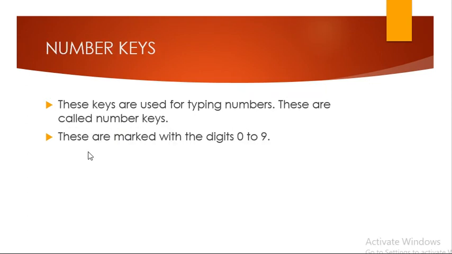Now next one is number keys. These keys are used for typing numbers. These are called number keys. And these are marked from 0 to 9. This is very simple. You can see these keys on the top of a keyboard. They are available on two sides, one at the top of the keyboard and one on the right hand side of the keyboard.